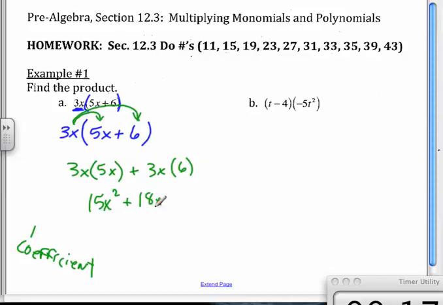Now, Benny, can I add these two terms together? No, I cannot, because they're not like terms. They both have x's, but one's x squared and one's just x. So I want you to think about this for a second, just a little side problem over here, and I'll erase it in a second.